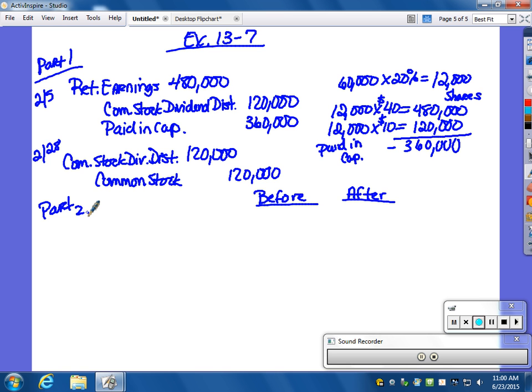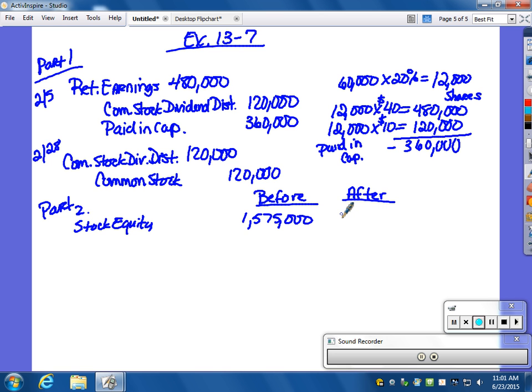What was their equity before the dividend distribution? 1,575,000. So stockholders' equity before was 1,575,000. Was it the same after? After what? After they distributed. It shouldn't be, right? It was.